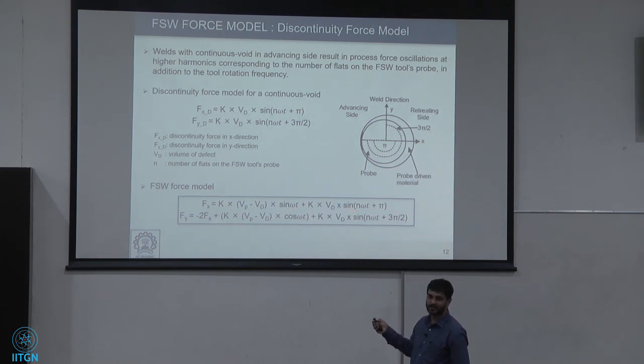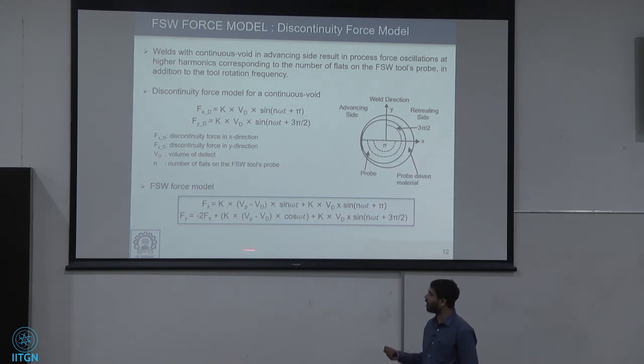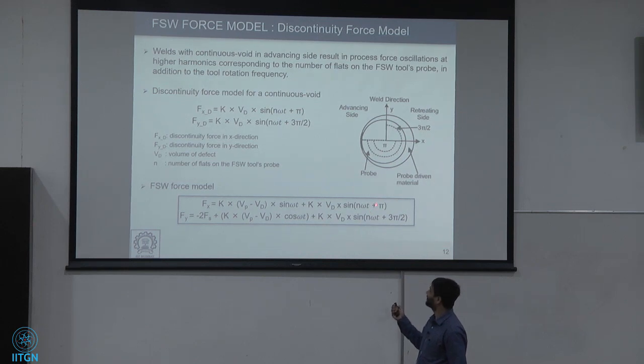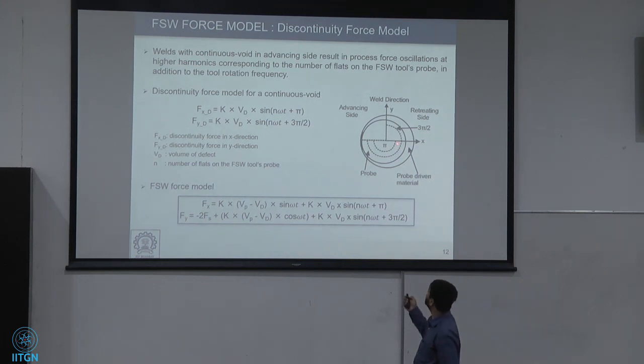This term captures the force dynamics happening at the tool rotation frequency. If Vd is 0, this term disappears, but if a defect is being formed, you have additional dynamics occurring at a frequency corresponding to the number of flats on the probe. Now comes the question: why this phase difference? With respect to our axis x, the most common type of defects forming during friction stir welding are on the advancing side, and with respect to the x-axis there is a phase lag of pi, and with respect to the y-axis there is a phase lag of 3 pi by 2.